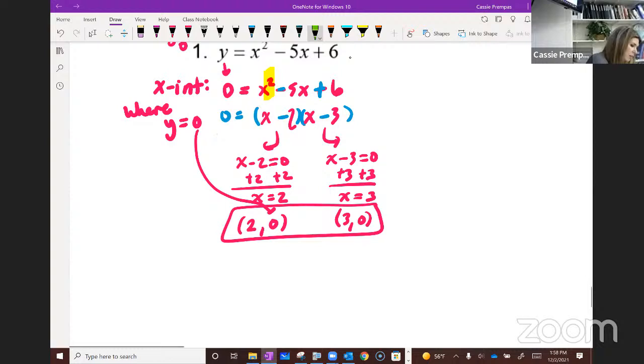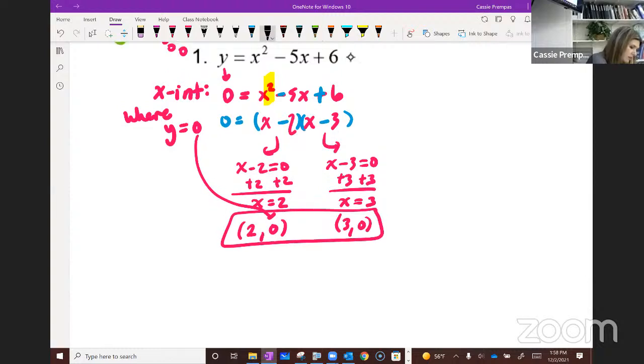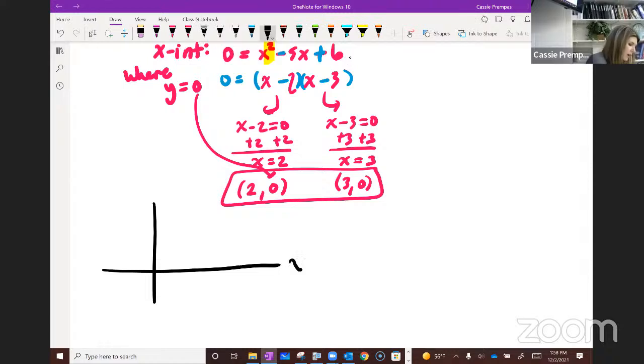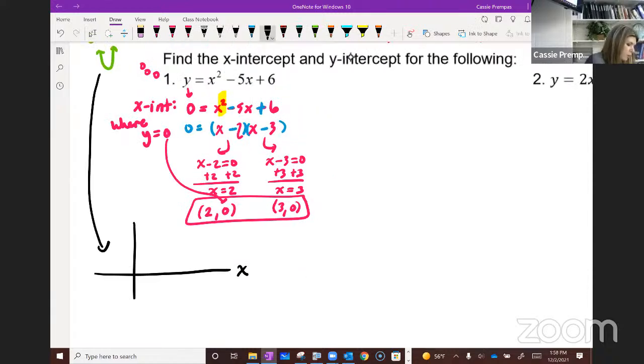So if I'm thinking about graphing this, right now I found the x-intercept. So I found where this parabola will cross the x-axis. I found it when y equals 0. So it's at 2 and it's at 3. Now let me go ahead and find the y-intercept. And then I'm going to show you how it makes sense in the context of this situation.